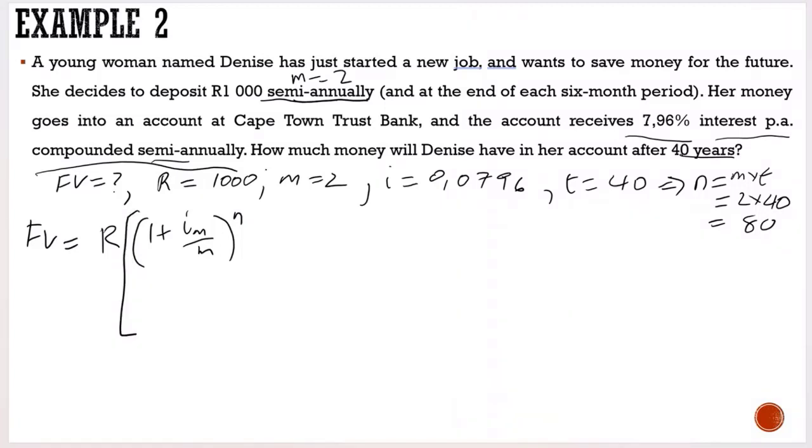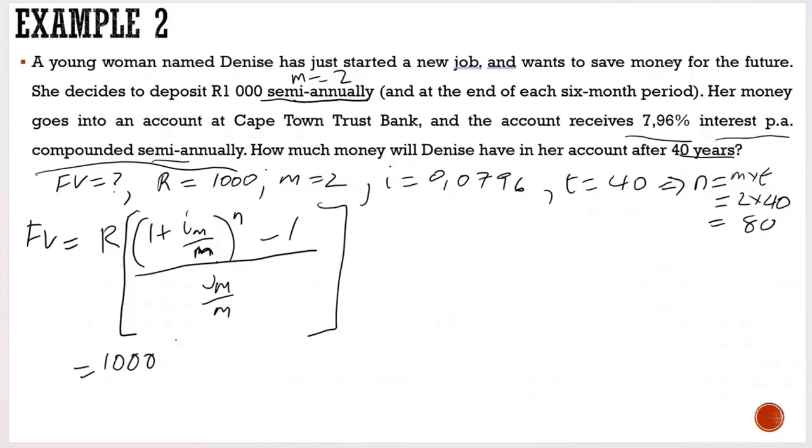This must be a little bit long. Minus 1, divided by I_M over M. So I've got the correct information, and I can just plug in all the information. My R here is equal to 1,000 into 1 plus... Maybe before you continue, quick one. After the divide, is it I_M over M? Yes, it's I_M. Is that fine? Thank you. Yes, ma'am.